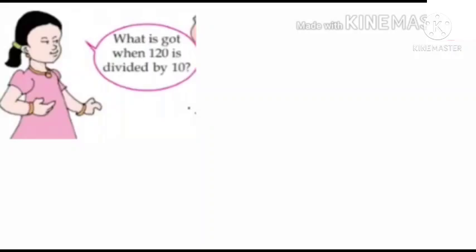Okay, listen to the next question. What is got when 120 is divided by 10? Children, how many zeros are in 10? Yes, 1 zero. So, to find the answer, cancel the 0 in the place of ones of both numbers. 12 divided by 1 equals 12. So 120 divided by 10 equals 12.